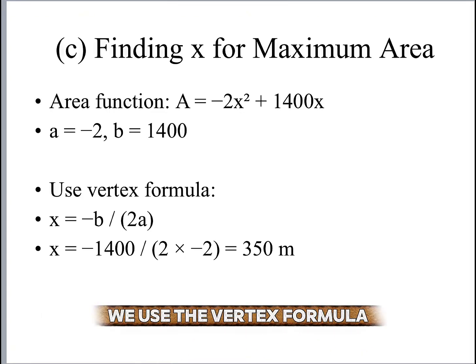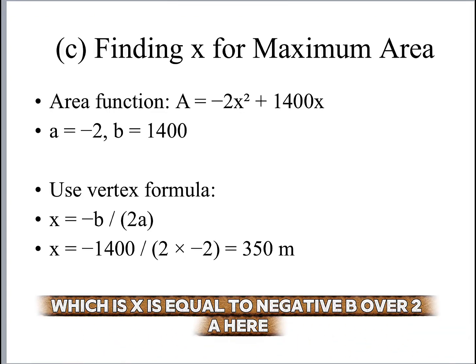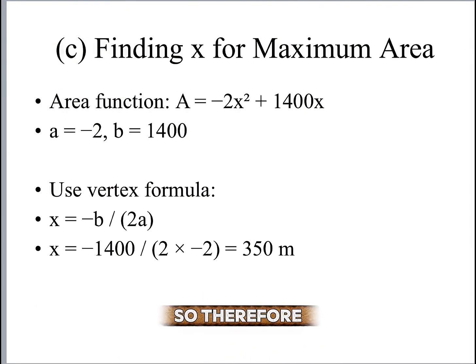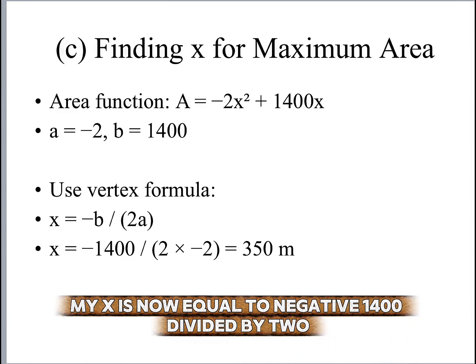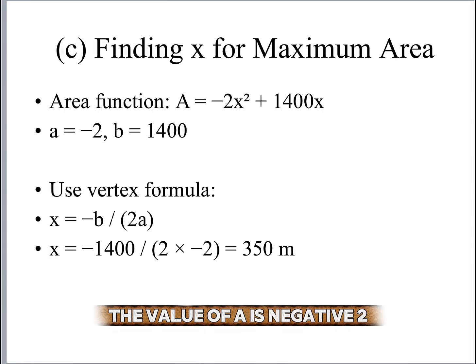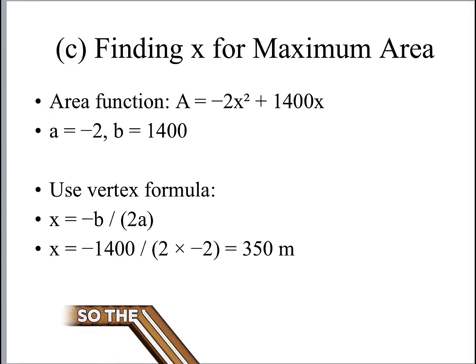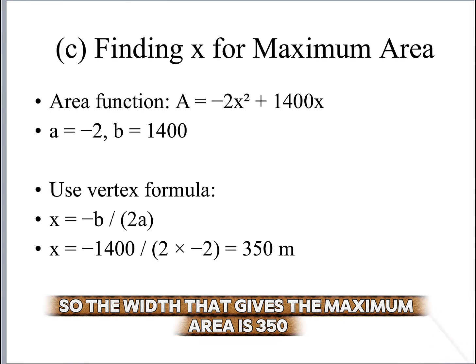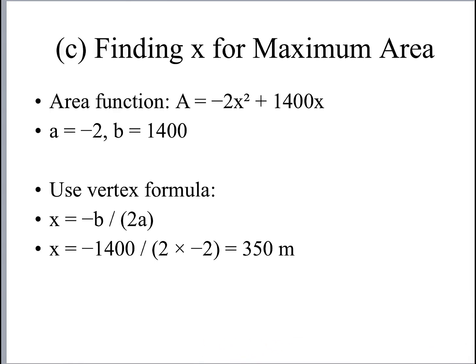We use the vertex formula, which is X is equal to negative b over 2a. Here a is equal to negative 2 and b is equal to 1400. So X is equal to negative 1400 divided by 2 times negative 2, which is 1400 divided by 4, because negative cancels negative. So the value of X is 350 meters. The width that gives the maximum area is 350 meters.